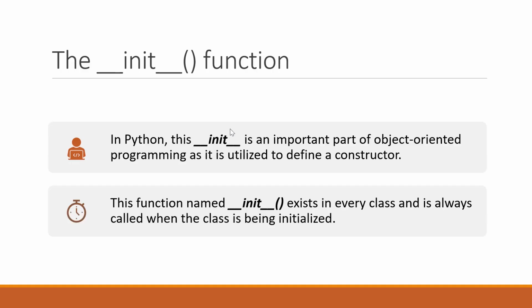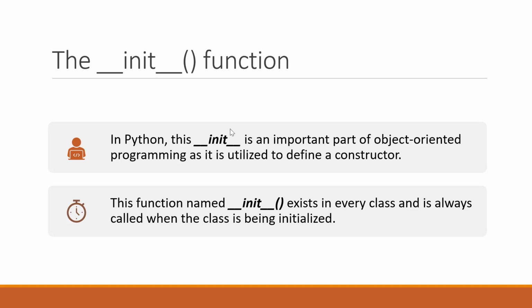Now let's move forward and discuss another important concept related to class, which is the init function. This init is one of the reserved keywords available in Python. In Python, init is an important part of object-oriented programming, as it is utilized to define a constructor. Moreover, when an object derived from a class is created, the init method can be used to initialize the class attributes. So this function exists in every class and is always called when the class is being initialized.